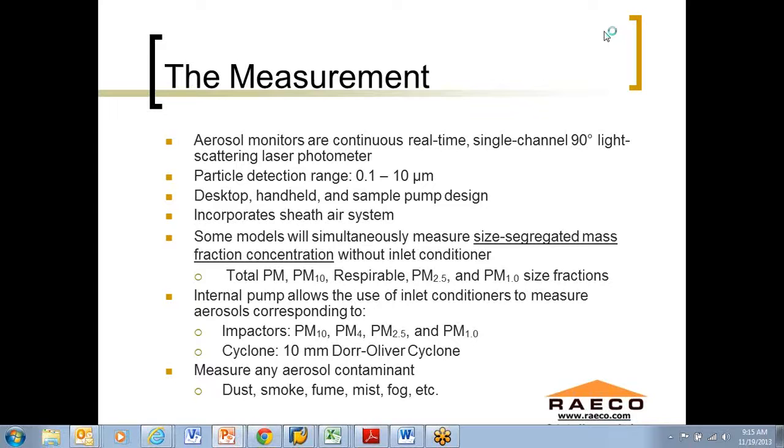So now with TSI anyway, you do have the ability to take real-time size segregated fractions simultaneously. So this gives you a lot more data about specific work areas, and it actually saves a lot of time as well.